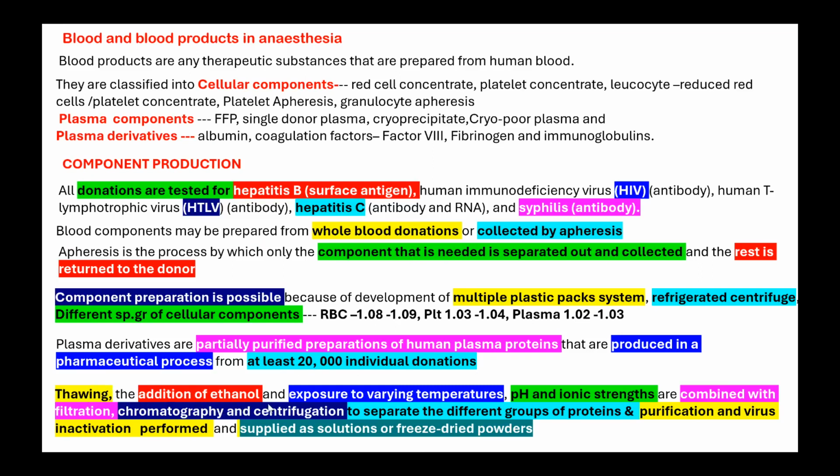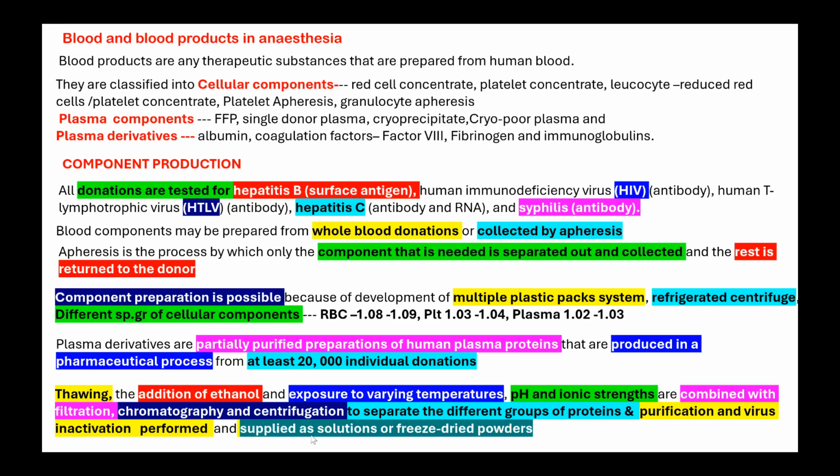The addition of ethanol or exposure to varying temperatures, pH and ionic strengths, combined with filtration, chromatography, and centrifugation, separates the different groups of proteins, and purification and virus inactivation is performed and supplied as either ready-made solutions which can be transfused or freeze-dried powders. Most of the immunoglobulins which are administered as vaccines or preventive measures will all be freeze-dried powders.